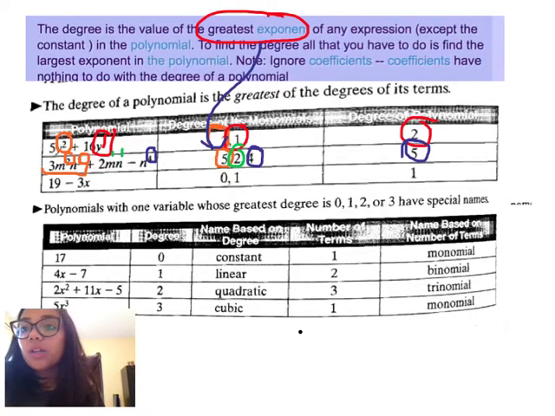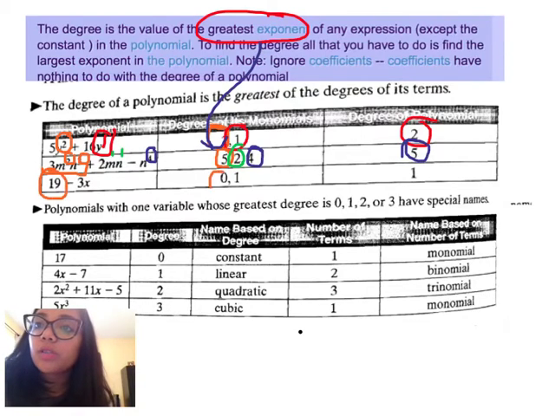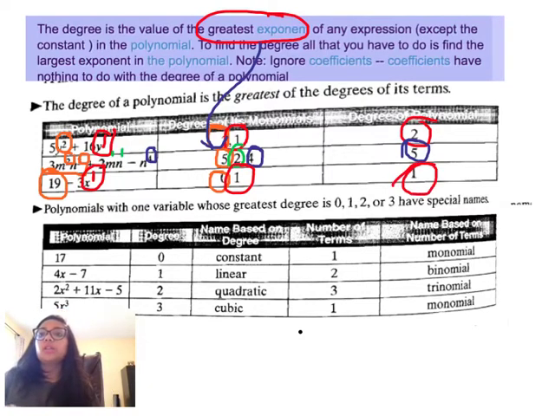Okay, so the next one is 19 minus 3x. This one, there's no variable, so that's why there's a 0. If there was a variable, then there would be a 1. 3x to the 1 is a 1. So the degree of the polynomial is 1.